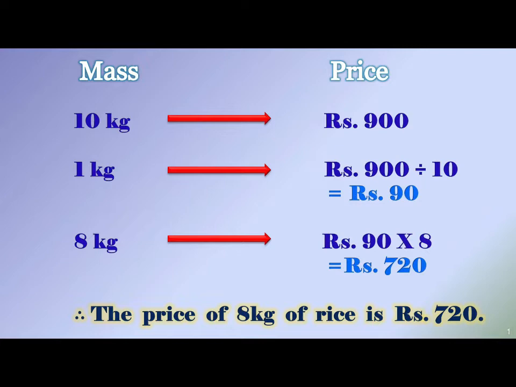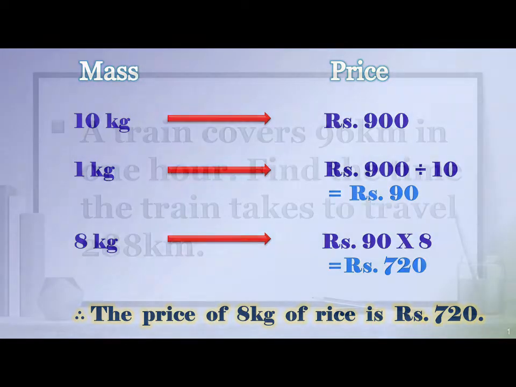Therefore, to find the price of 1 kilogram of rice, we should divide 900 rupees by 10. Then the price of 1 kilogram of rice is 90 rupees. So, then we can find the price of 8 kilograms of rice. Therefore, you should multiply the price of 1 kilogram by 8. Then you can get the answer as 720 rupees. Therefore, the price of 8 kilograms of rice is 720 rupees.